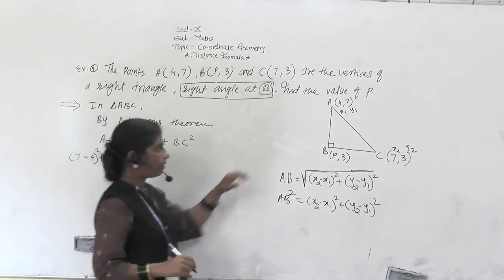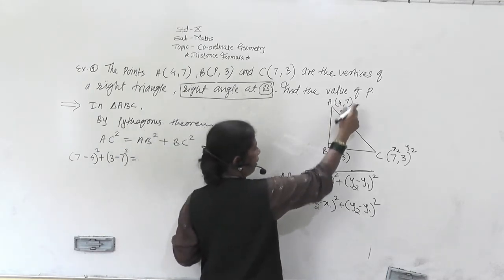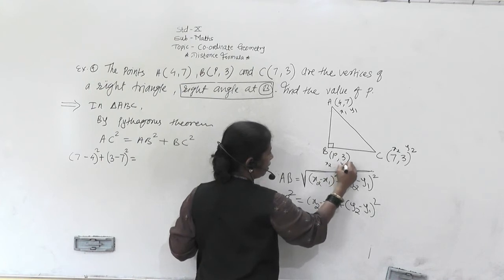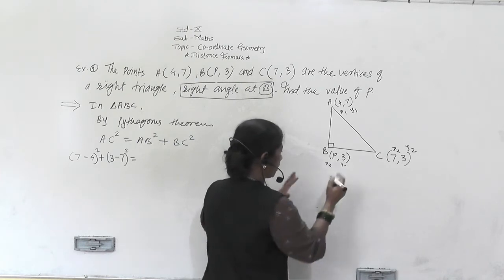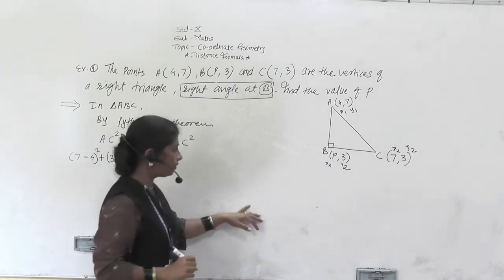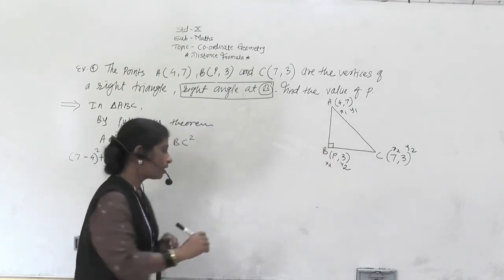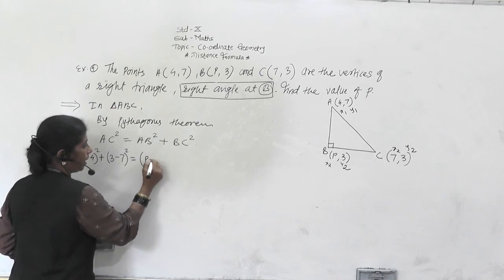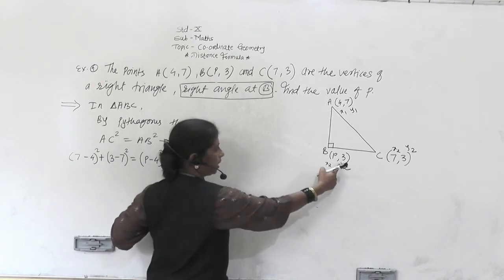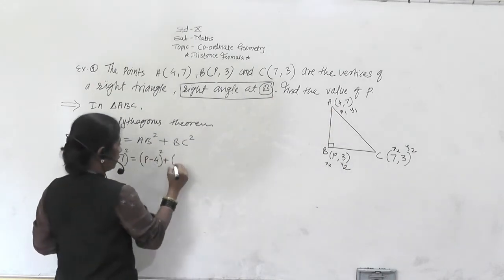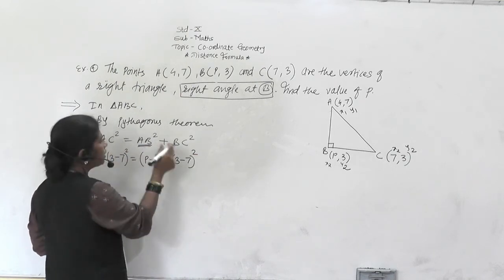Okay, now about AB. For AB square, what will we get? This is x1, y1, and this we will take as x2, y2, correct? So here x2 minus x1 means p minus 4, right? So (p minus 4) square plus (y2 minus y1), which is (3 minus 7) square. This is AB square, right?